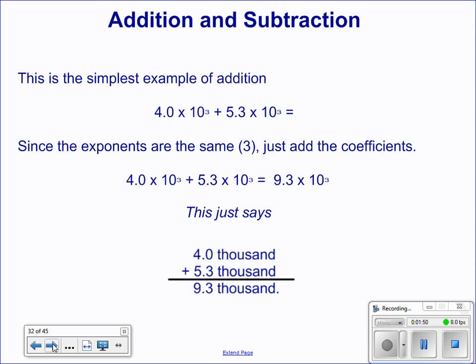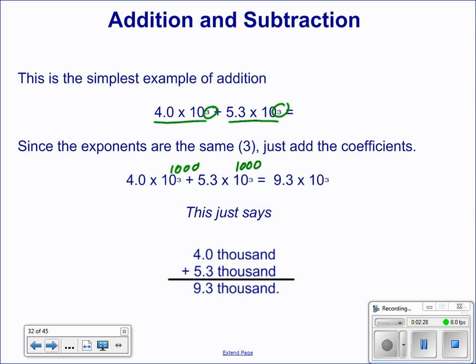So here's the simplest example of addition. We have these two numbers in scientific notation we want to add. Since the exponents are the same, they both have 3, we're just going to add the coefficients. We're going to add those base numbers, the numbers that we had multiplied together. And if you think about this problem, remember 10 to the third is 10 times 10 times 10, or 1,000. This is really like 1,000 and 1,000.